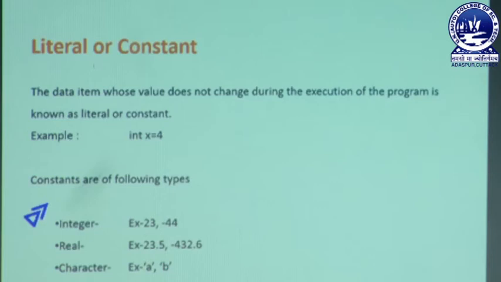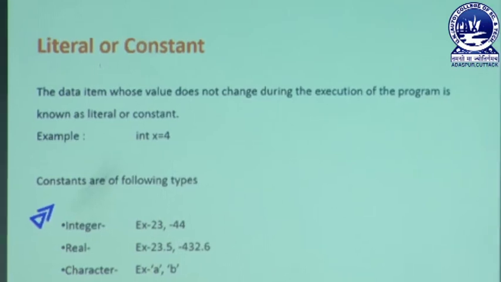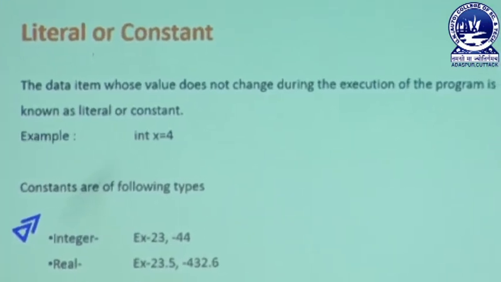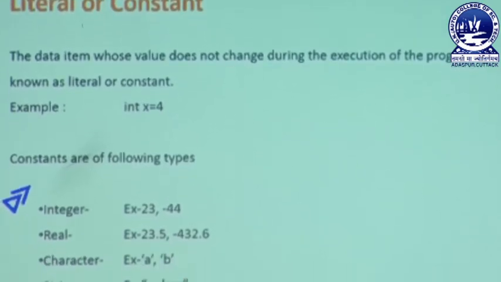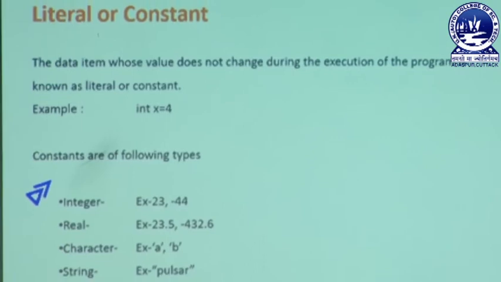So what do you mean by constant? The data item whose value does not change during the execution of the program is called a literal or constant. Just previously we have discussed int x equal to 5. We have clearly discussed that x is a variable because the value of x may be changed. In the next step if I write x equal to 5 again with a new value, that means the value of x has been changed, so x is called a variable.